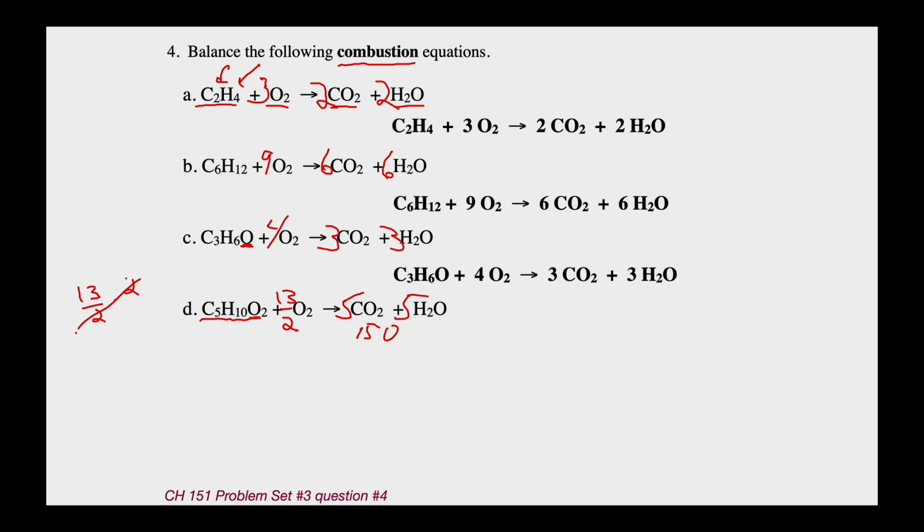But I'll tell you, chemists really do not like using fractions, and 13 halves, 6.5, is certainly a fraction. So instead of doing that, what chemists like to do is multiply the entire thing by 2. So you'd have 2 C5H10O2, and you'd have 13 halves times 2, or 13 O2s, making 10 CO2s and 10 waters. And that's what you would do here to solve it.